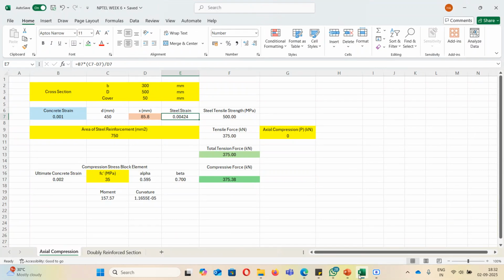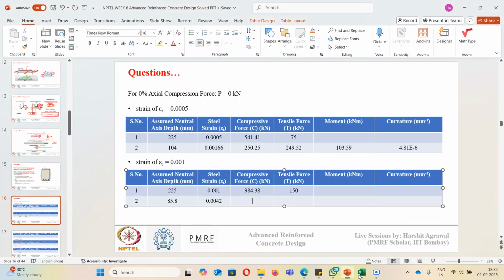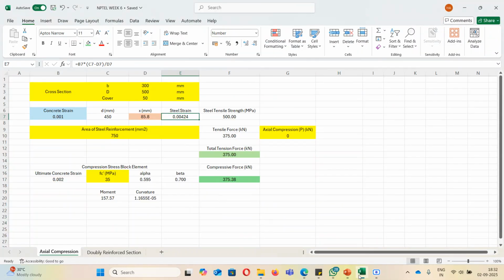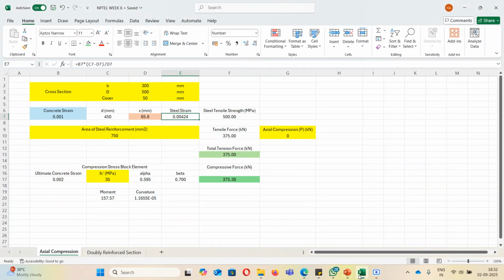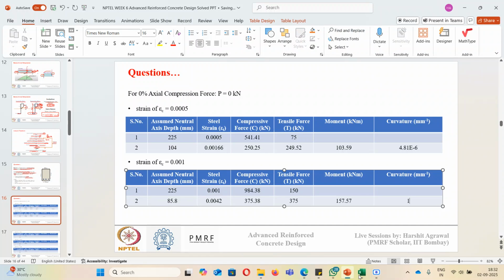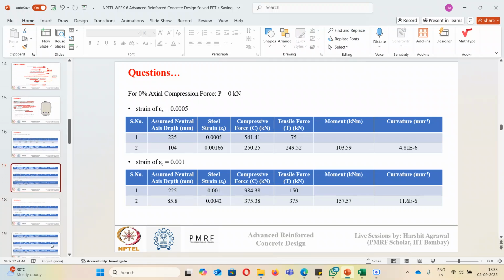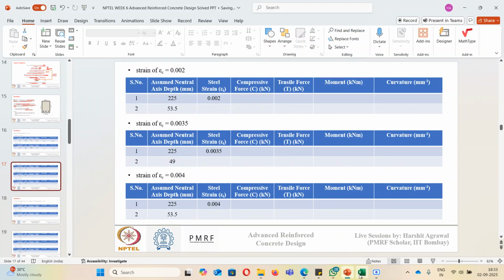Okay, so net compression force was 375.38. Net tension force is 375. Moment is 157.57, and curvature is 1.16e-5. So I will just write it as 11.6 into 10 to the power minus 6. Okay. Similarly, we'll do for 0.002.